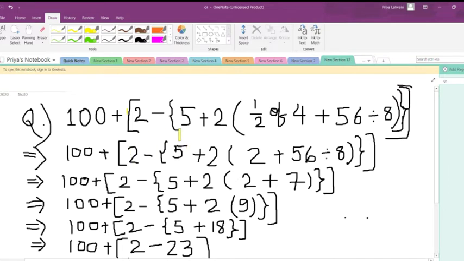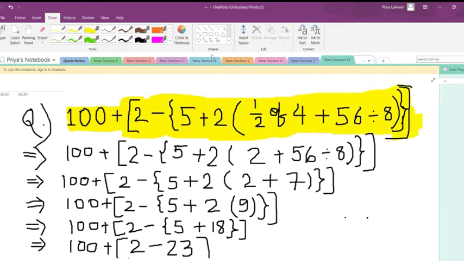So this is my question. Here you can see in this equation, 100 plus, you can see this square bracket, 2 minus curly bracket, then 5 plus 2 round bracket, half of 4, that is 1 by 2 of 4, plus 56 divided by 8. Now you can see small bracket close, curly bracket close, and the square bracket close.